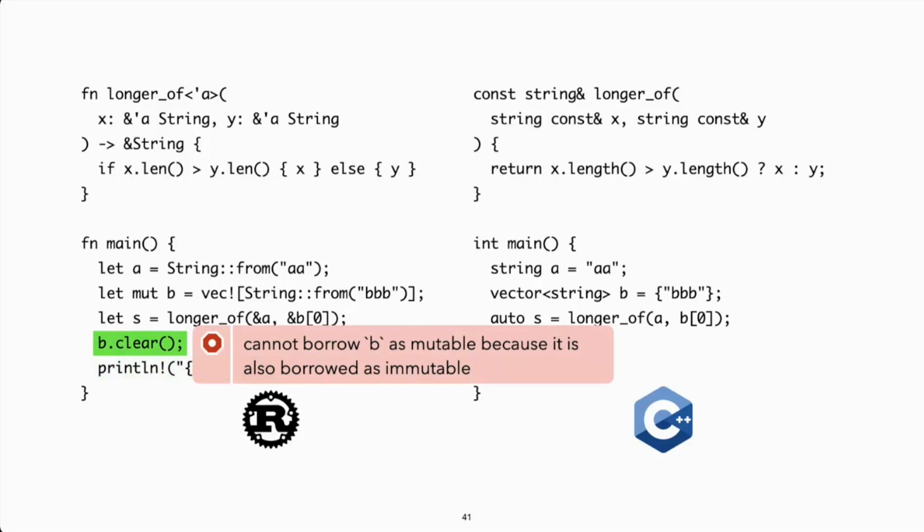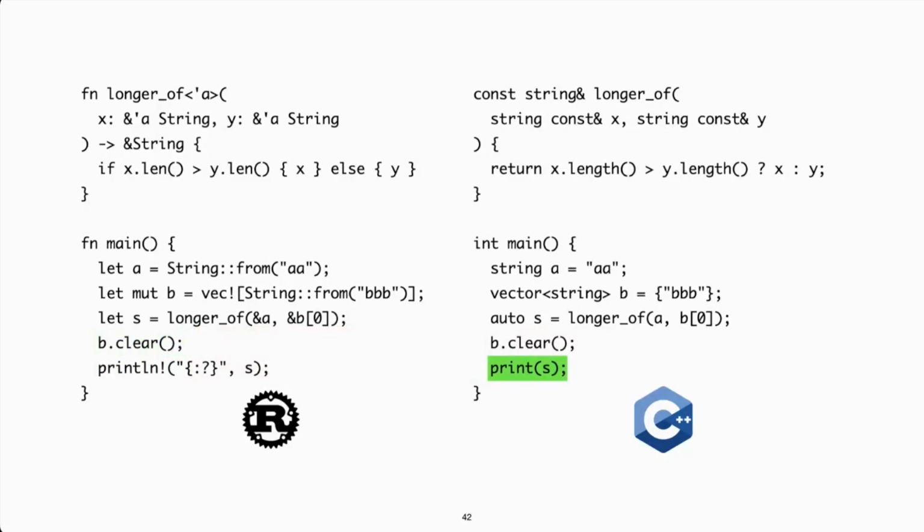We will not be allowed to clear the vector because there is a borrow extent by the memory of this vector. In C++, however, the same statement has undefined behavior. So the compiler will be happy to compile this program, but the program has undefined behavior, meaning that it can crash, produce incorrect results, or even open a security breach. So this is quite a serious issue.